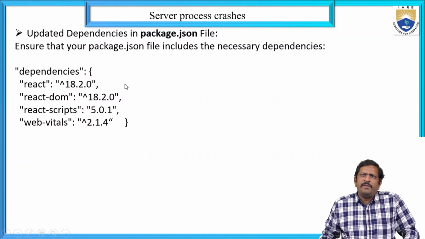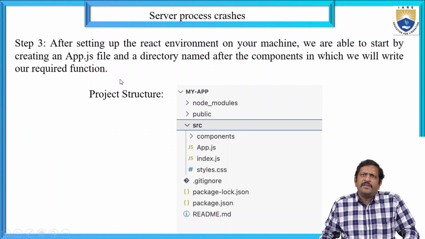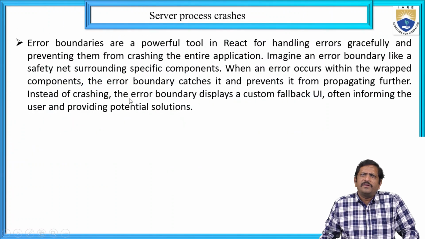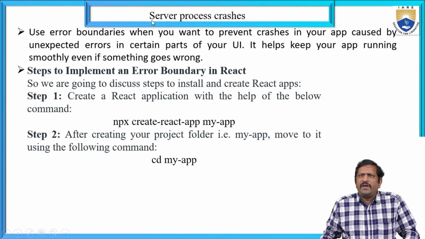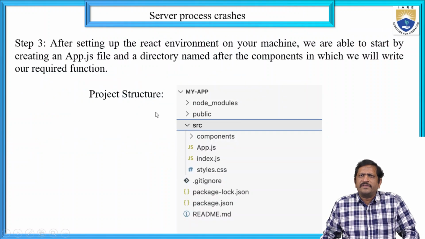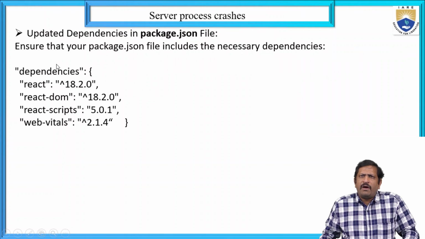With these dependencies, generally the server crashes happen here. Now it is the implementation of error boundaries for server process crashes. So for avoiding the server process crashes, we are updating the number of versions in the package.json.